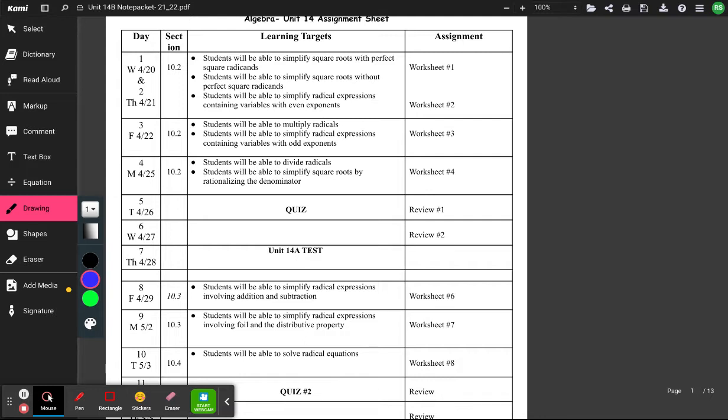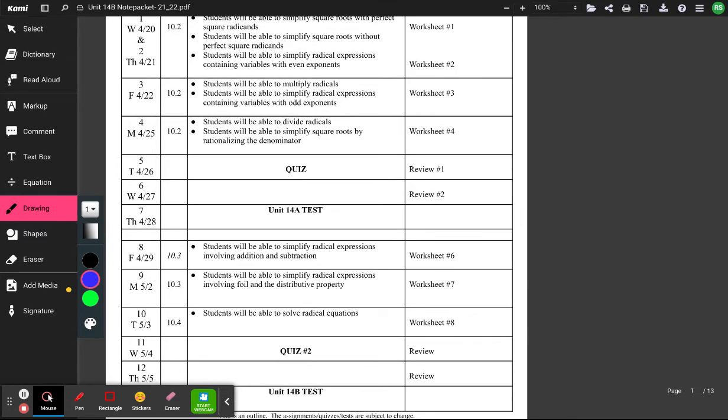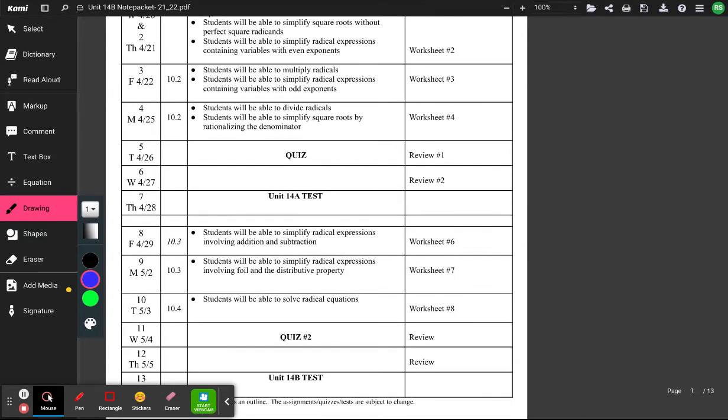So really the focus here for the next couple of days is that we'll be able to simplify square roots with perfect square radicands. You guys will be able to simplify square roots that have variables as well. And today we'll be working on the ones with even exponents. On Friday is when we'll get to odd exponents. But basically we'll work through this simplifying portion.